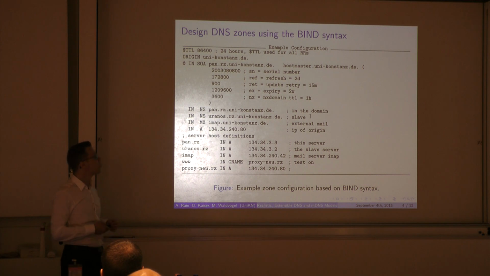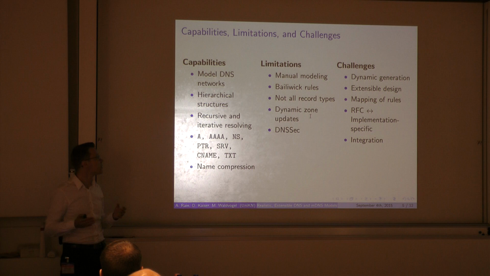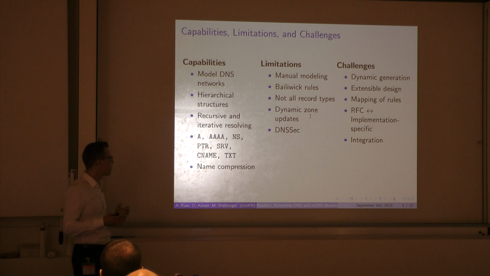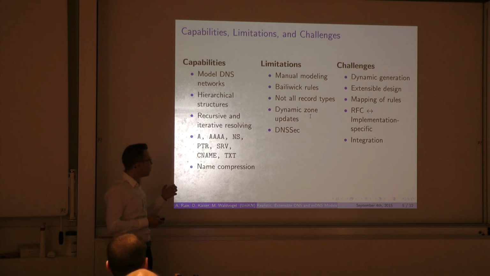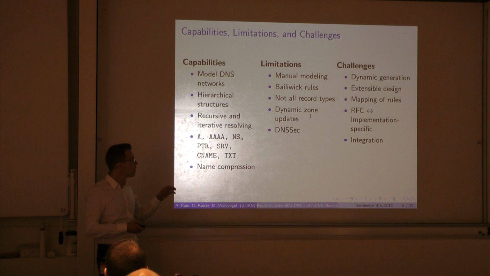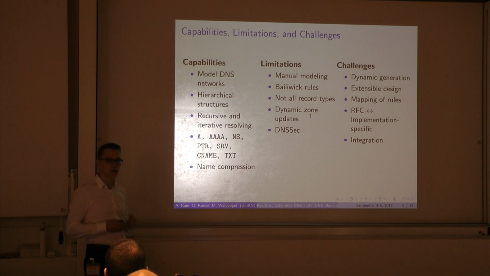So this also brings us to the capabilities of the DNS simulation model, with which you can already design networks using DNS and map the hierarchical structures you know from real-world systems. For this, of course, you need the recursive and iterative resolving, which is supported by our DNS server-based implementation. Now, as you've seen, we do not support all resource record types. Current types that are supported are A, quadruple A, NS, pointer, service, CNAME, and text records.